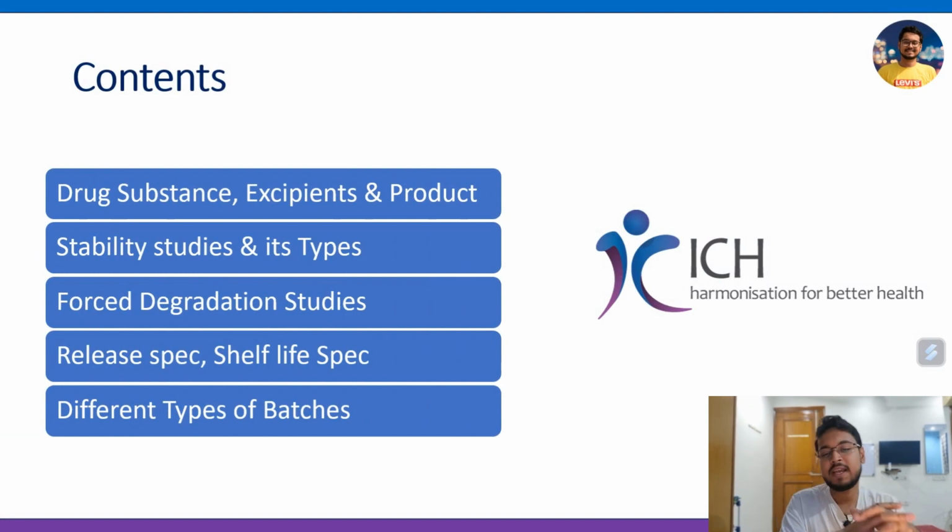So first I'll explain what is drug substance, excipients and products, followed by what is stability study, how many types of stability studies are there and what is the importance of doing this, followed by what is force degradation studies or stress testing, why we are doing it, then release spec, shelf-life spec or specification in general, then what are the types of batches that in the pharmaceutical industry are basically taken. Okay, so let's start.